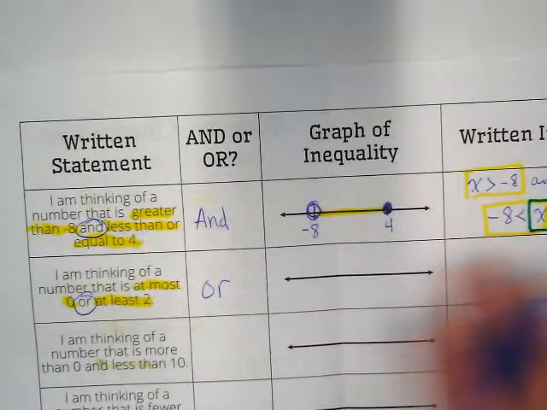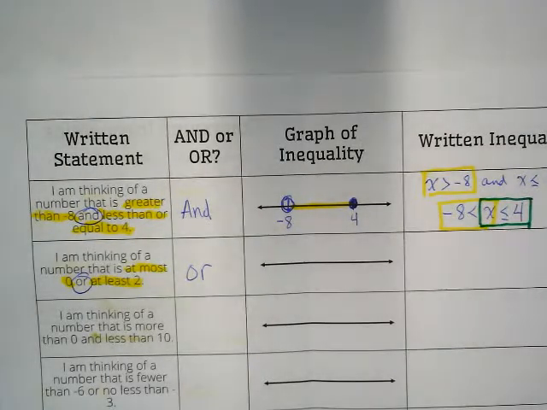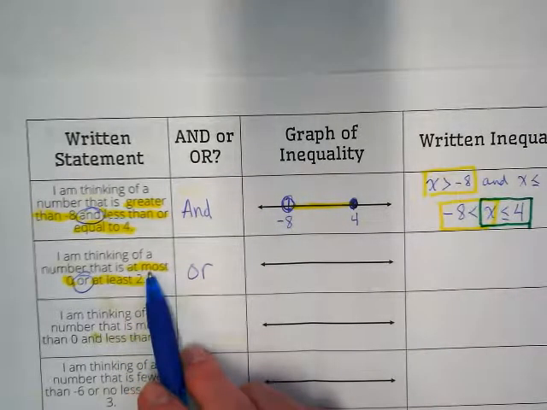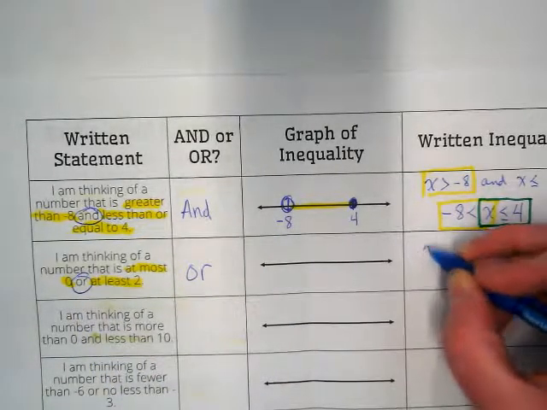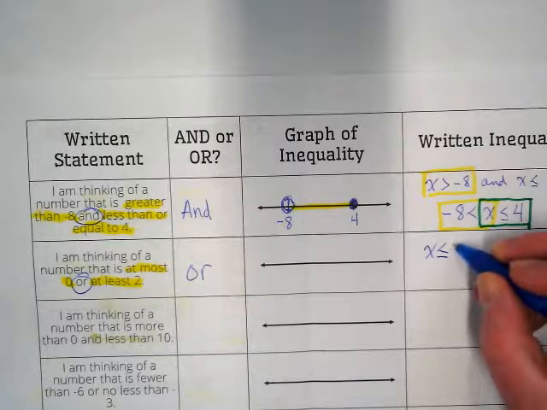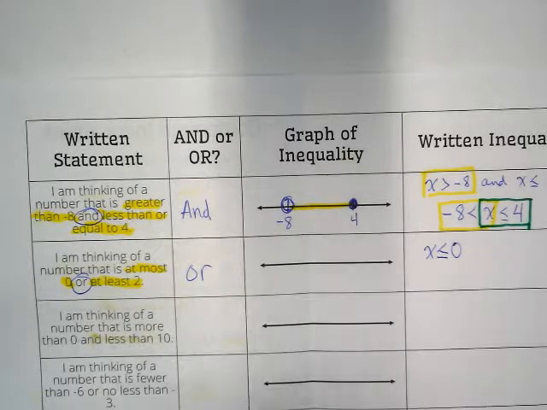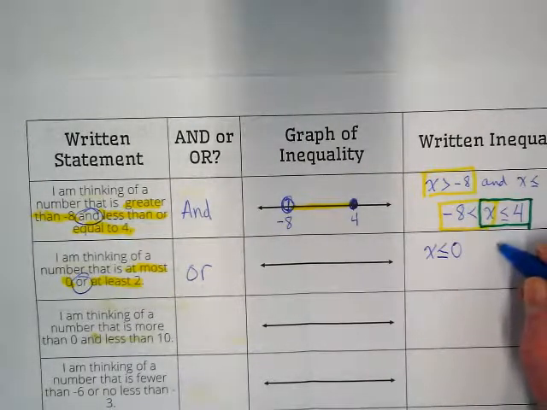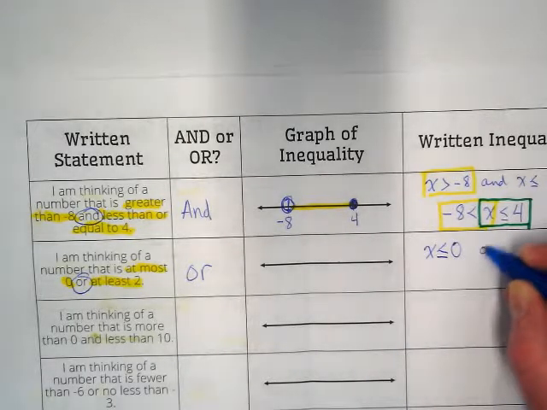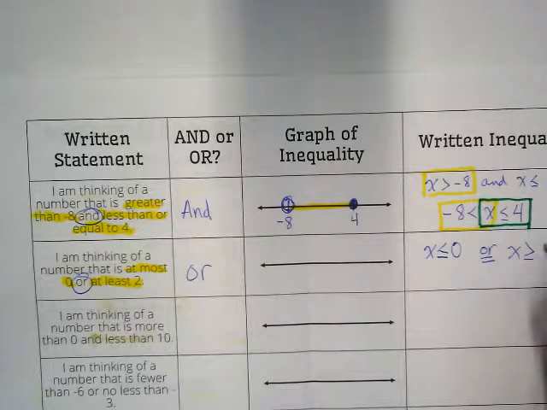And before we even graph it, let's write what the inequality is from the words. It is at most 0. That means that x is less than or equal to 0. At most means it's including 0, and that's the biggest that it's going to be. Or it's at least 2. Notice that or statement gets written in there. That means x is greater than or equal to 2.